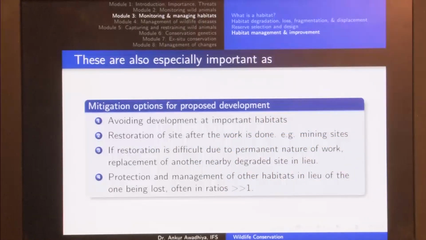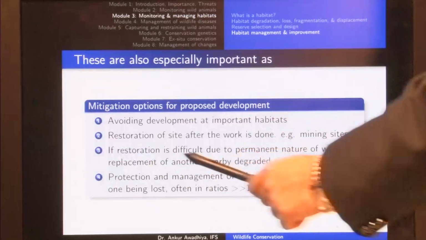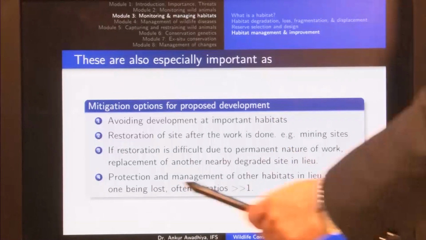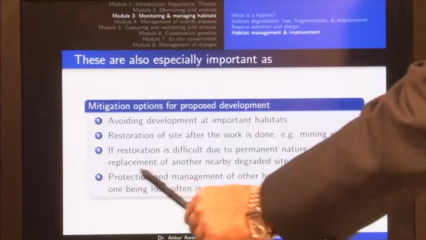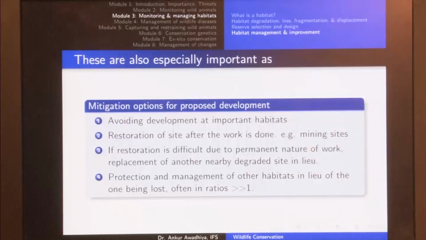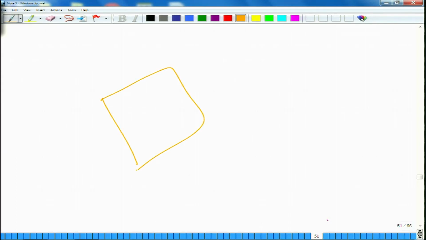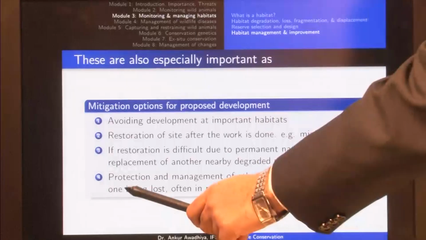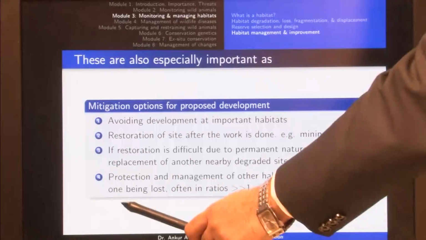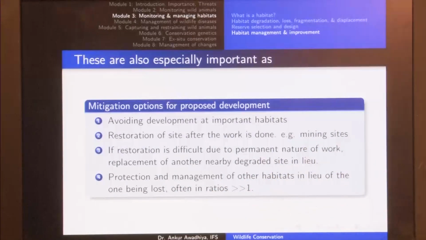So, if you have a mining site, try to restore it back into its original habitat. Now, if restoration is difficult due to the permanent nature of work, at least try to replace it, that is, replacement of another degraded area in lieu. So, essentially what we are saying is that even if this area became degraded and you cannot completely restore it, at least try to replace it, or replace some other degraded area in lieu of it. And then the fourth option, when nothing else is available, is protection and management of other habitats in lieu of the one being lost, often in ratios much greater than 1.